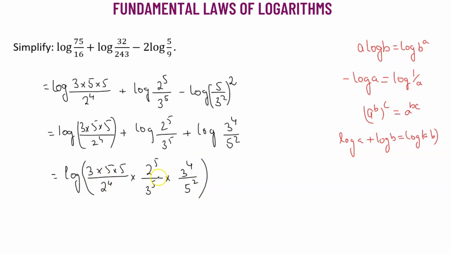So here we will see that we have 2 raised to the power of 4 and 2 raised to the power of 5. So this will get cancelled out and leave us with a 2. We have 3 multiplied by 3 raised to the power of 4, so this will cancel 3 raised to the power of 5 in the denominator, and 5 squared will also go away. So this leaves us with only 2 in the numerator. So that means we have log of 2, and this is going to be our simplified value of the given logarithmic expression.